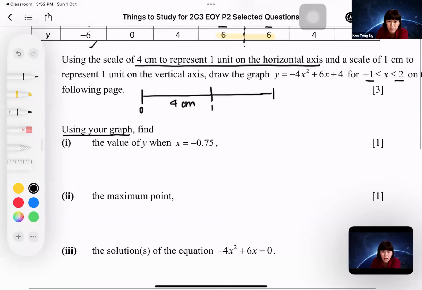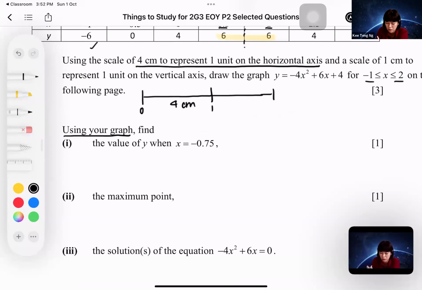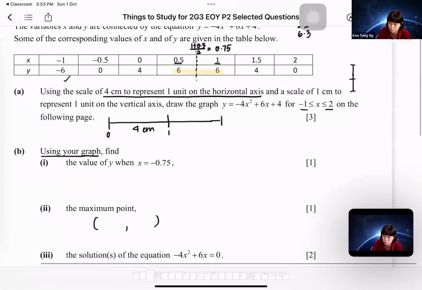And find the maximum point. We were talking about it just now. And then finding the solutions. I'll do the first two first. Finding y when x equals negative 0.75.